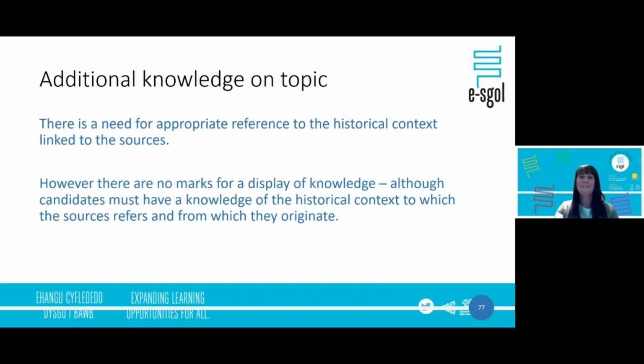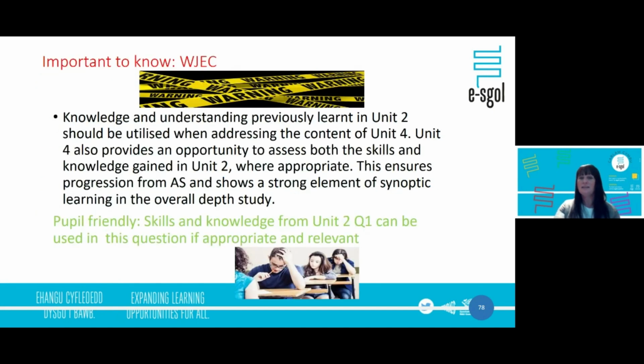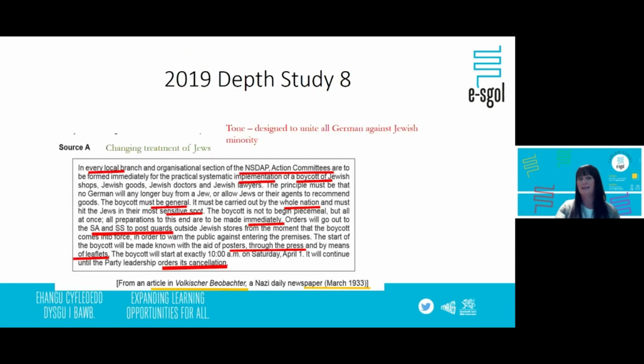Now remember, additional knowledge on the topic, there is a need for appropriate reference to the historical context if it is linked to the source, but there are no marks for a display of knowledge, so there's no point putting in everything you know. It has to refer to the point that you were making in that particular source. The other thing is, just like the essays, you can obviously use things from year 12 if you feel it is of relevance to the point that you're making in the source analysis.